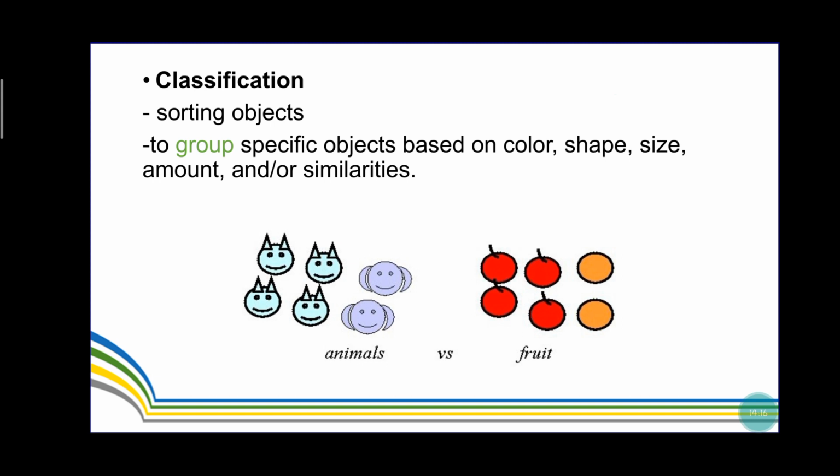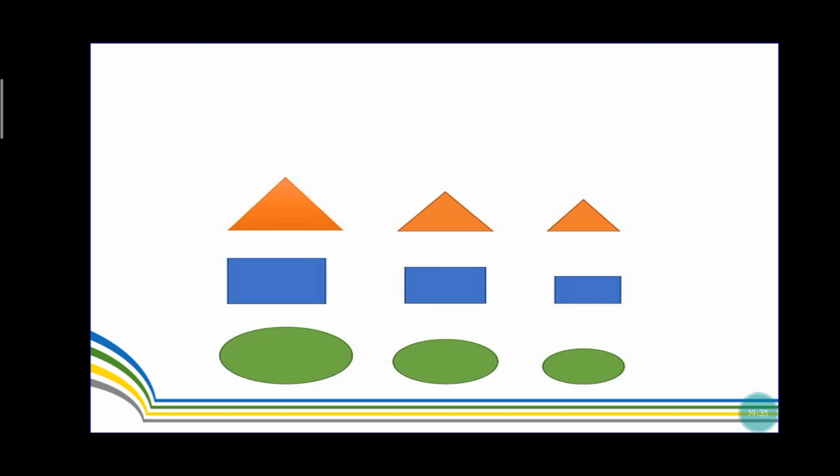So just like the example, the child was able to group the animals and group the fruits. So that's it. So classification, sorting objects. So grouping of objects. So that's it.